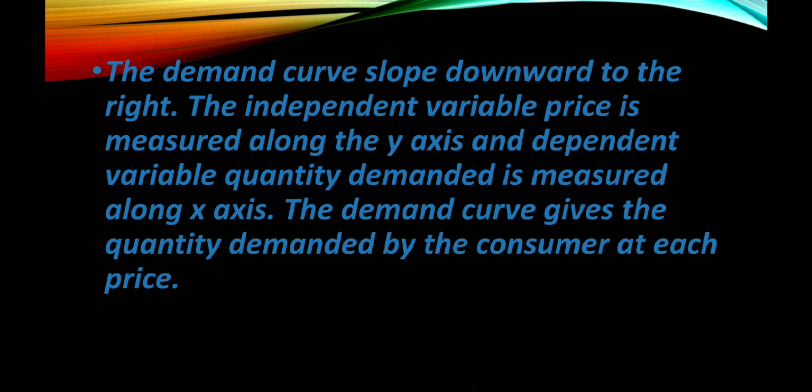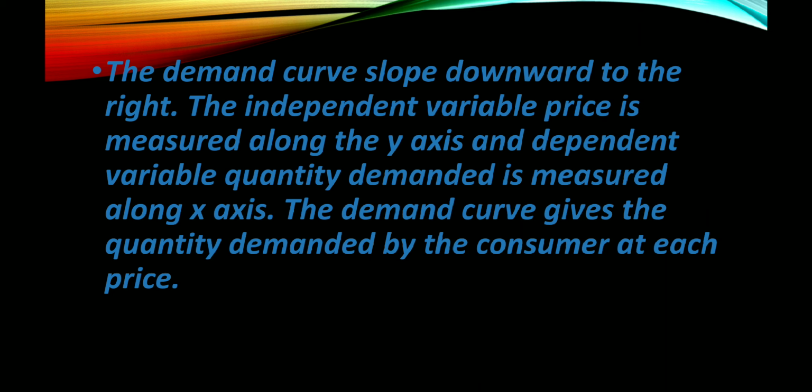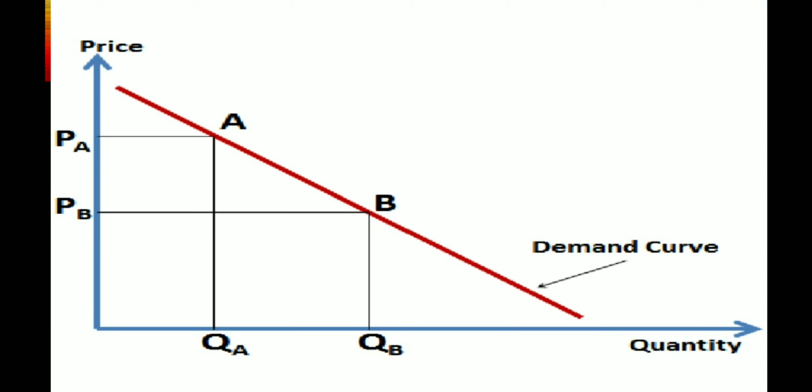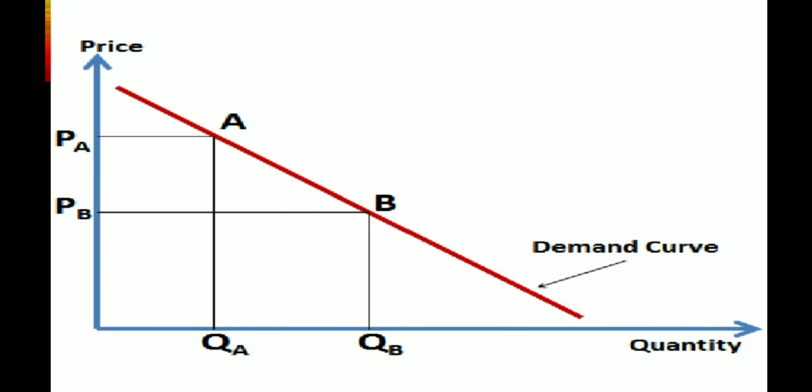The demand curve slopes downwards to the right. The independent variable price is measured along the y-axis and the dependent variable quantity is measured along the x-axis. The demand curve gives the quantity demanded by the consumer at each price.